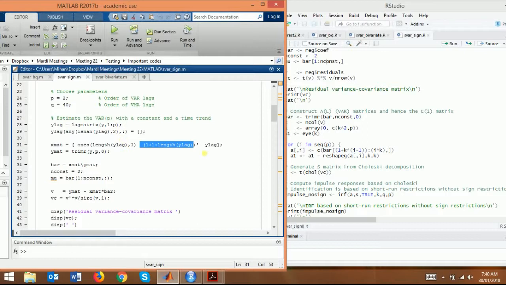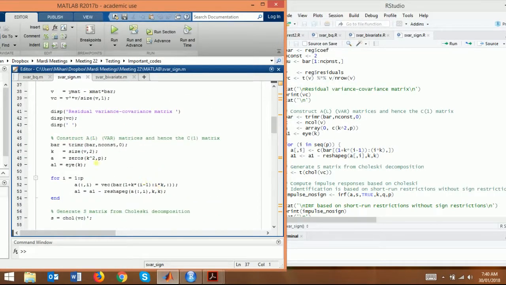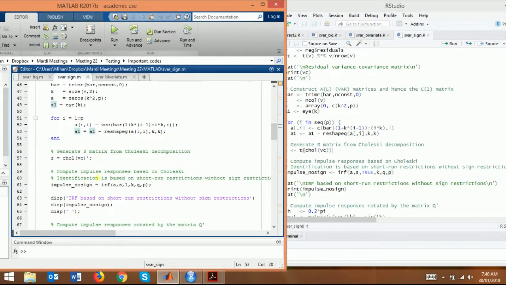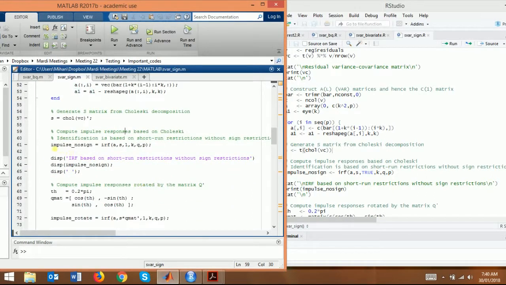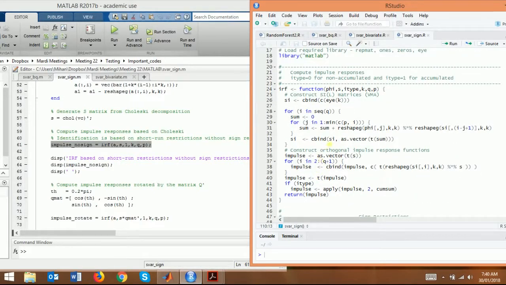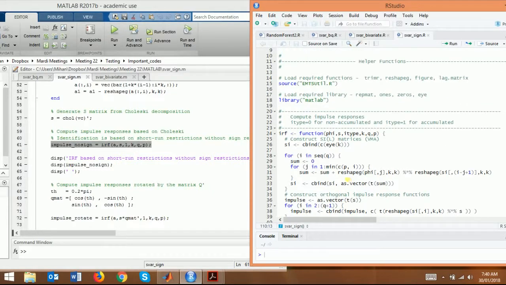Whenever there is trend, there is some additional element in our X that we need to remember. The X equation will slightly change. Nothing else changes until the Cholesky decomposition. Then the regular impulse response function will be called here from the function that we have just mentioned. That function is the regular impulse response function. There is no game here.